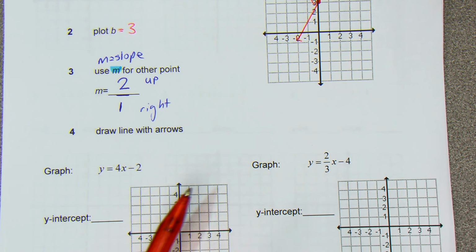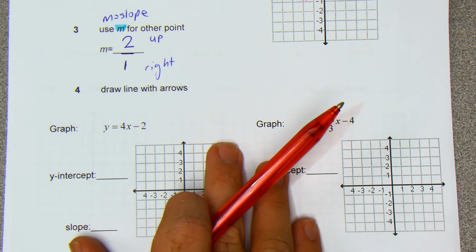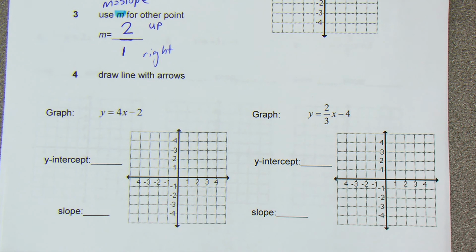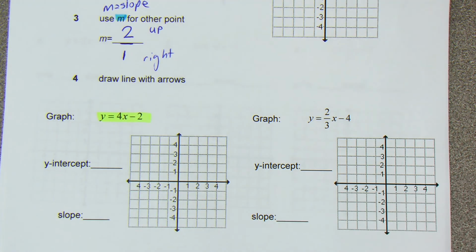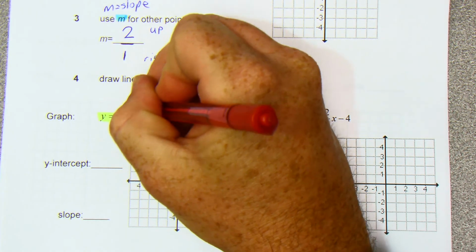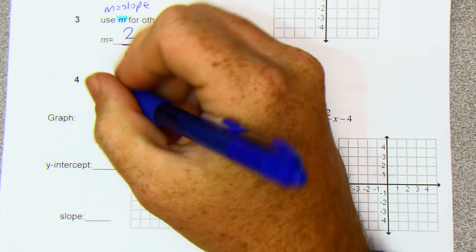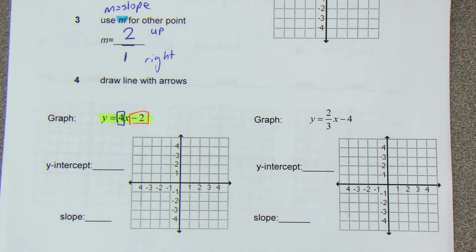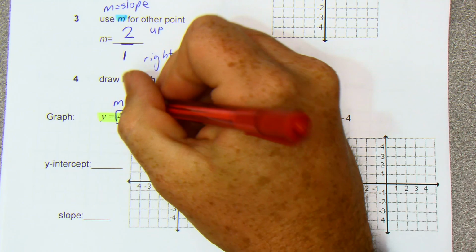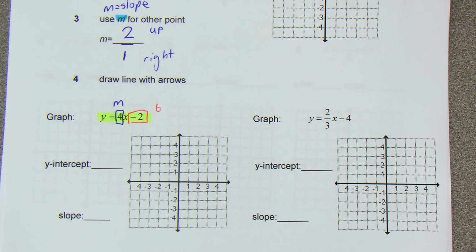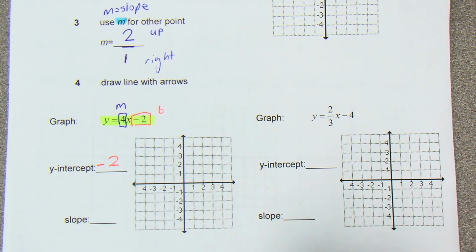So now we have a couple examples, and this is exactly what your homework looks like. Here's our parent equation. We're supposed to graph y equals 4x minus 2. I'm going to box my b, and I'm going to box my m. So now we're supposed to fill in right here. This is my m, and this is my b. My b is my y-intercept. My y-intercept, make sure we include this negative in front, is negative 2.